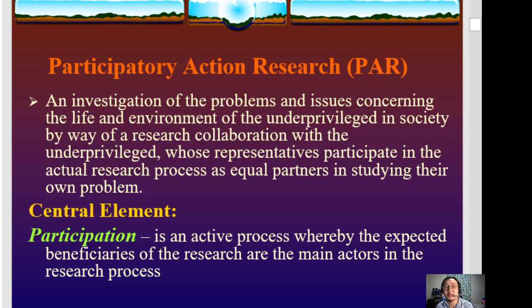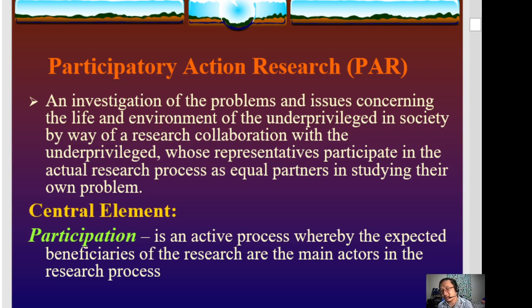And whose representatives participate in the actual research process as equal partners in studying their own problem. Okay? So sabi dyan is participate in the actual research process. Kaya po tinawag na participatory. It's not only the school, it's not only the hospital that will do the study, the investigation, but also the community. Okay? So, tuturuan mo din sila sa proseso ng research. Paano ba ginagawa ito? Okay? You're not naman going to give everything to the community. Siyempre, they would undergo studies pa, trainings on how to do this action research.